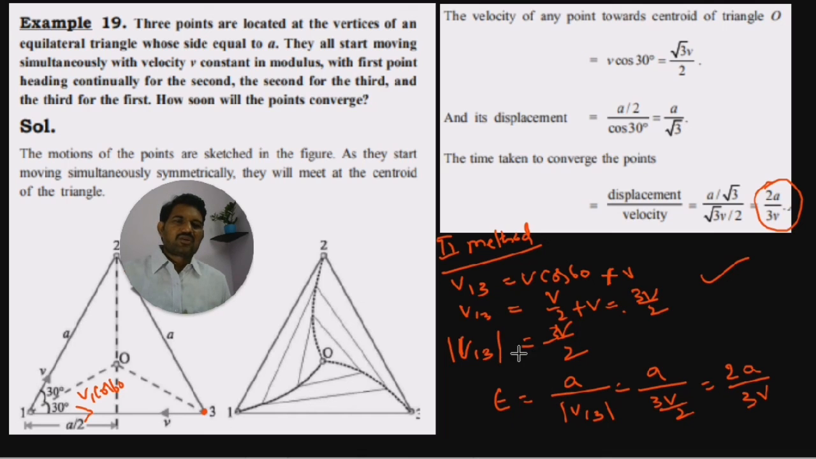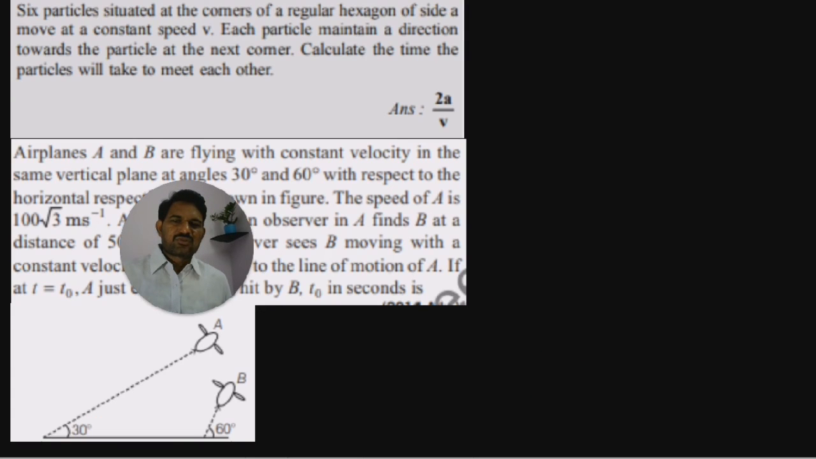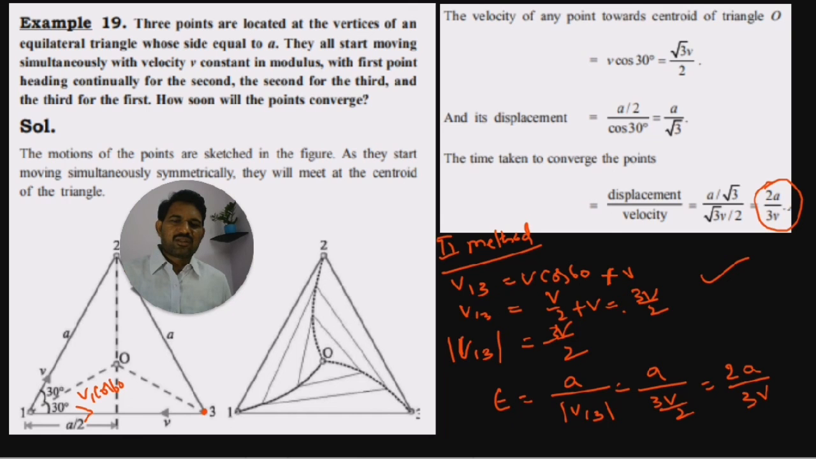And so this is the relative velocity concept. The same concept can be applied for any number of particles. Suppose I take these 4 particles, and let us see how to solve this 4 particle problem.